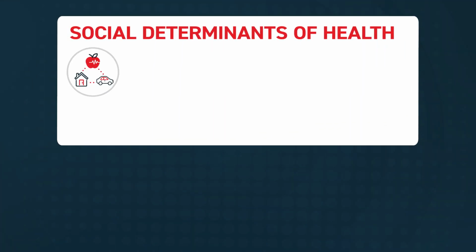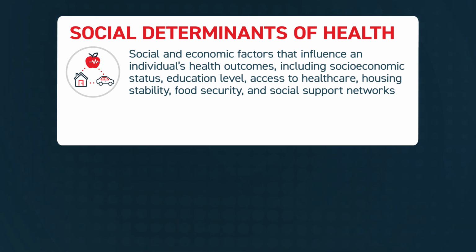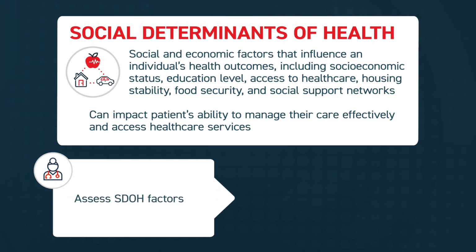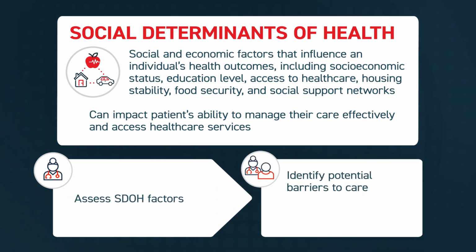Social determinants of health refer to the social and economic factors that influence an individual's health outcomes. These factors include socioeconomic status, education level, access to healthcare, housing stability, food security, and social support networks. SDOH can significantly impact a patient's ability to manage their health effectively and access healthcare services. Care managers assess these factors to identify potential barriers to care and develop strategies to address them.